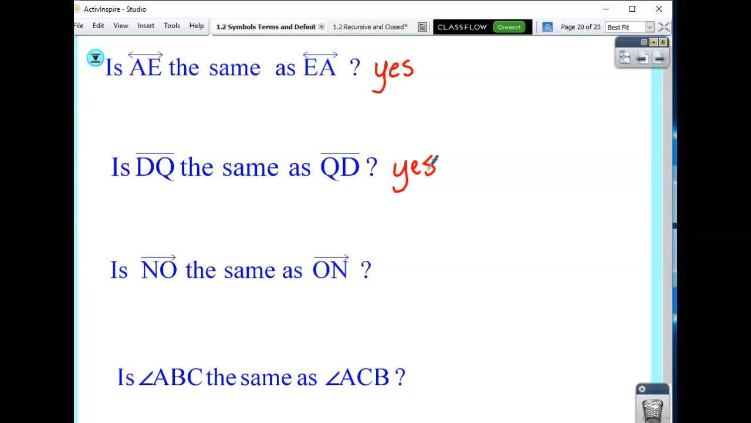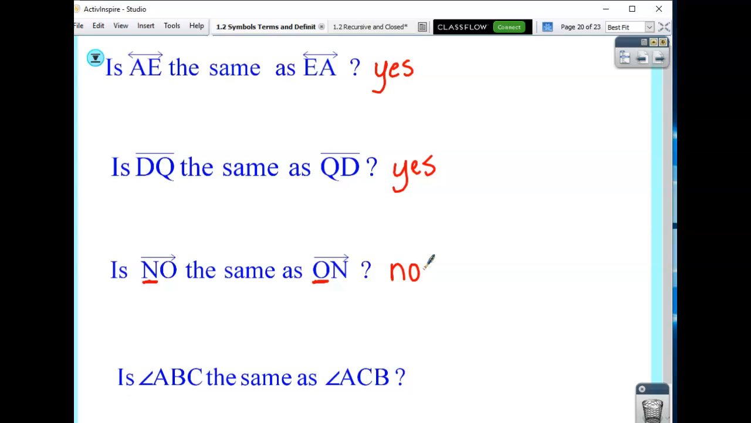On the third one, this is a ray. So is ray NO the same thing as ray ON? In a ray, the first letter is always the endpoint, and the second letter is always the direction, the letter that it's moving towards. So this is starting at N and moving towards O, whereas this one is starting at O and moving towards N. So these are not the same thing. You cannot reverse the letters of a ray and have it mean the same thing.